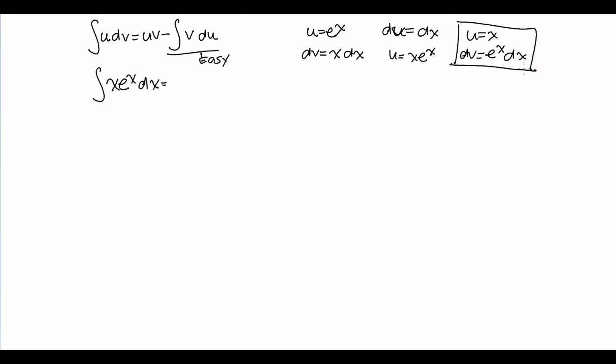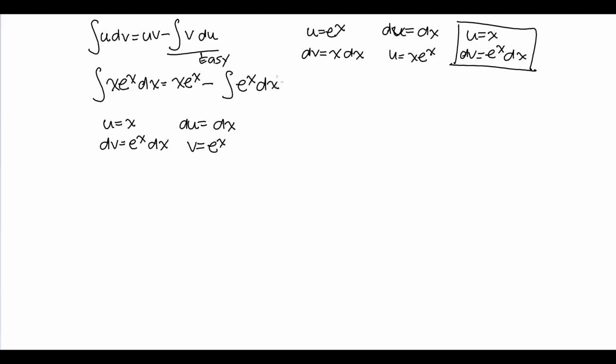Okay, so if we were to pick u equals x and dv equals e to the x dx, then du would just be 1 times dx and v equals e to the x. So if you plug it into our formula, you get u times v minus the integral of v du.